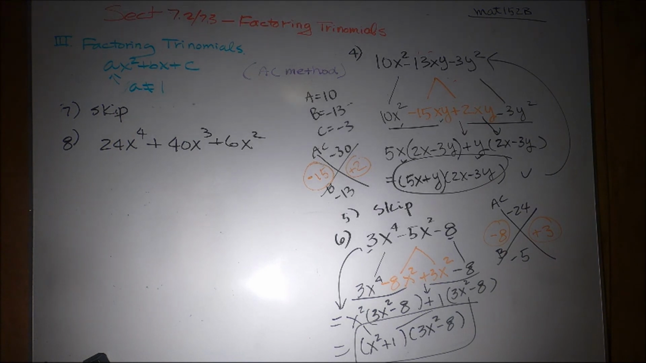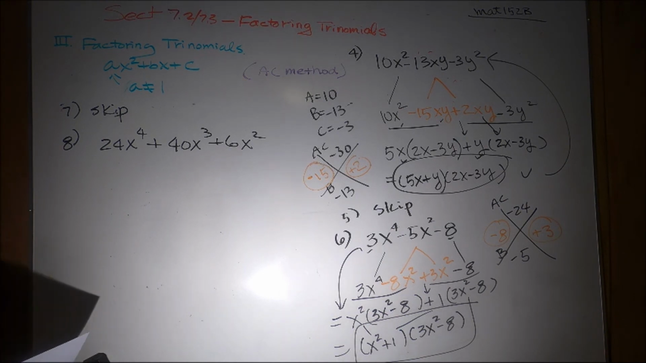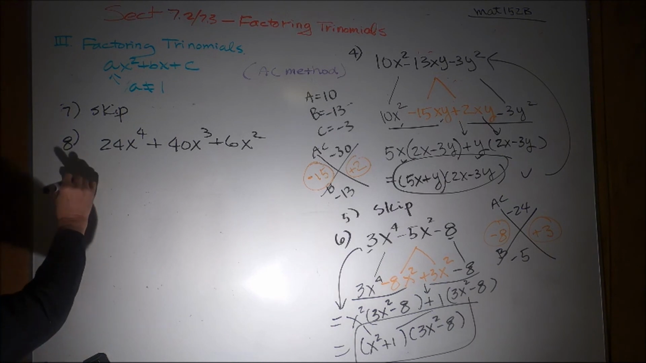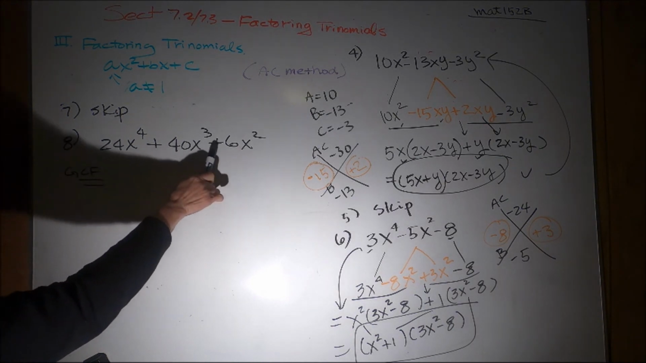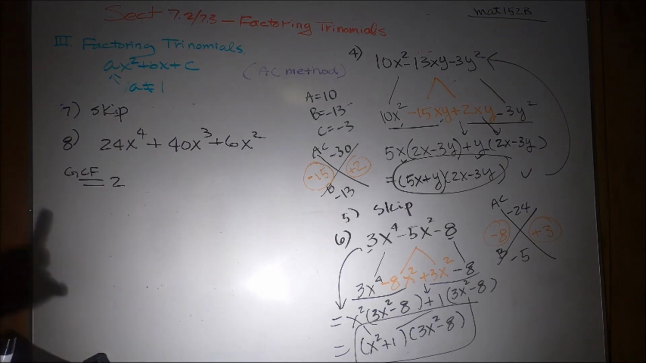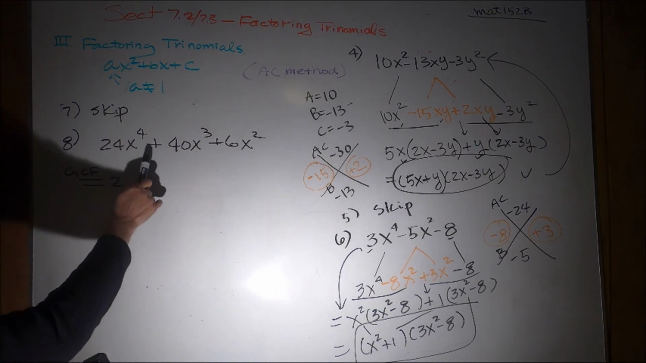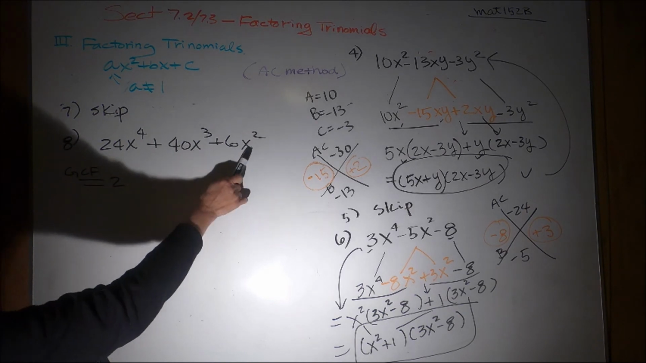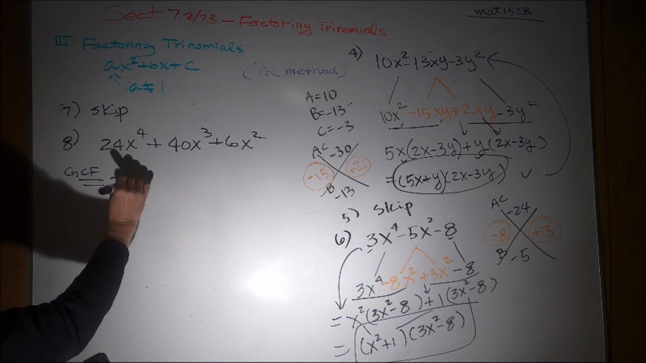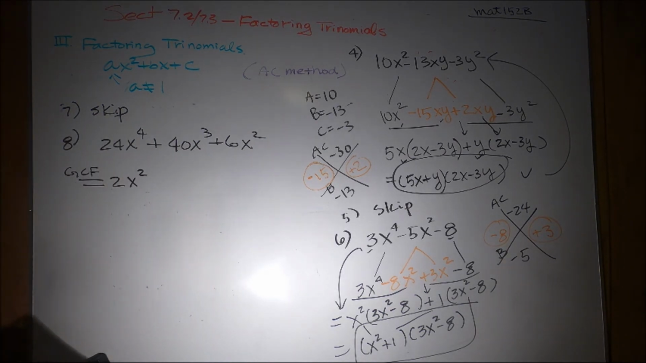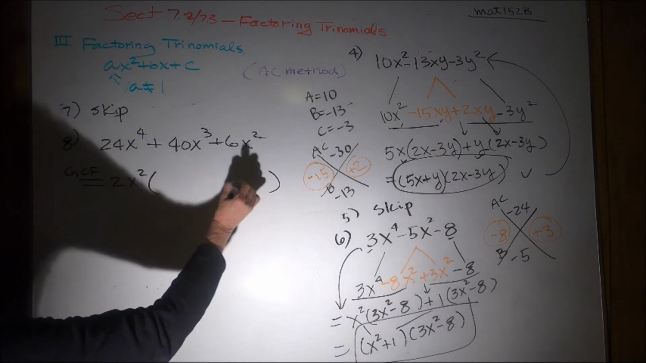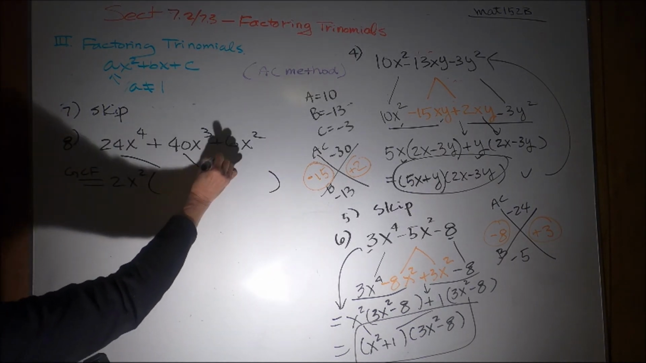So remember, look at 24, 40, 6. We should have something in common for all the numbers. That's called GCF, right? 24, 40, 6, you have 2. At the same time, you also check the x's. X fourth, x cubed, x squared. What do you have in common? X squared, right? So you take out, always do GCF first.